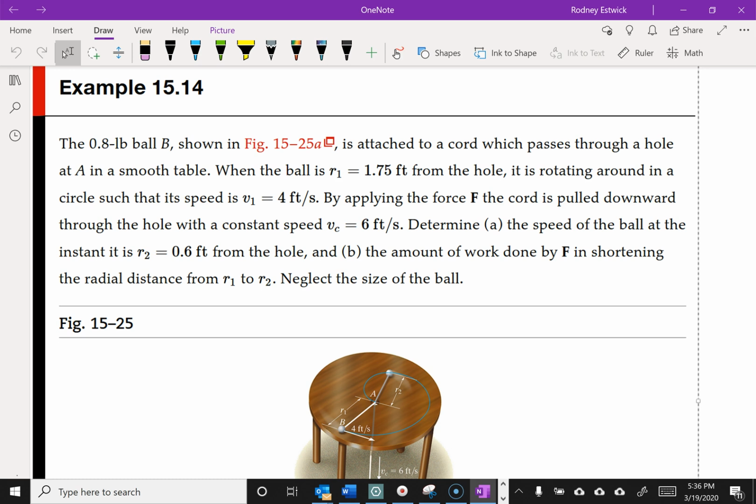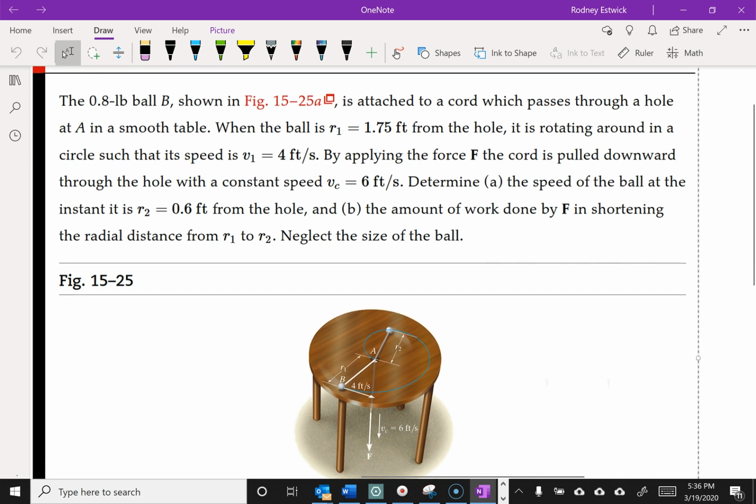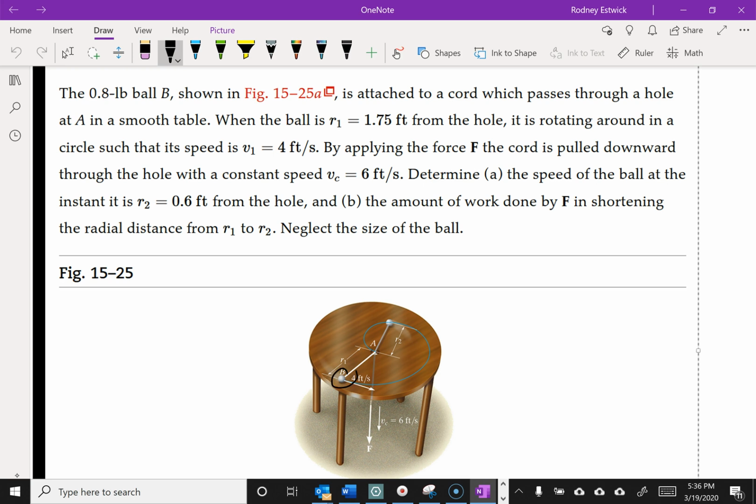But so a 0.8 pound ball B, shown in this figure, is attached to a cord. So here's B here. It's attached to a cord that goes through the table. There's a hole in the table right here. So this cord on B goes to that hole, then goes down under the table, and then some invisible hand is down there pulling on that cord. So it's going to make the ball get closer, and you can see this pathway here gets closer and closer and closer until eventually, the ball will hit the hole.